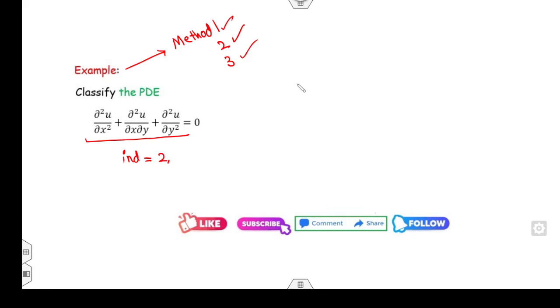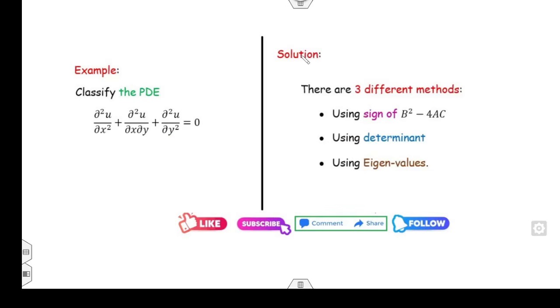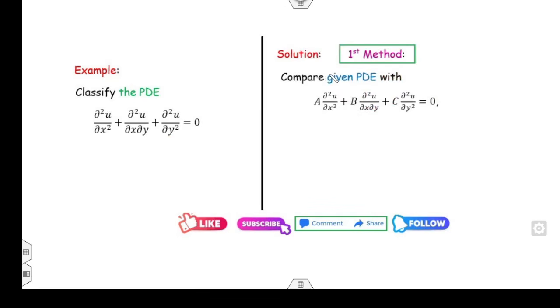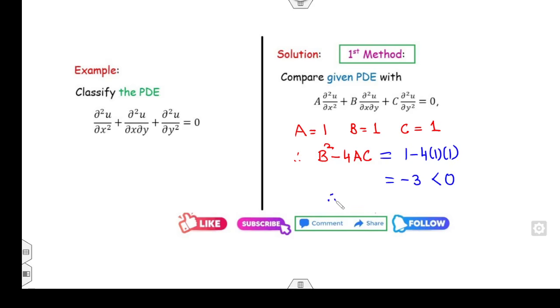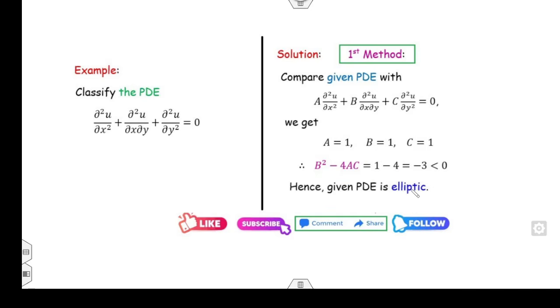Clear? First of all, you can compare with the given second order linear partial differential equation. So what is the A? A is the coefficient of uxx, 1. Coefficient of xy is 1. C is again 1. Therefore, your b square minus 4ac will be 1 minus 4 into 1. That will be minus 3, which is less than 0. Therefore, your given second order partial differential equation is classified as elliptic.